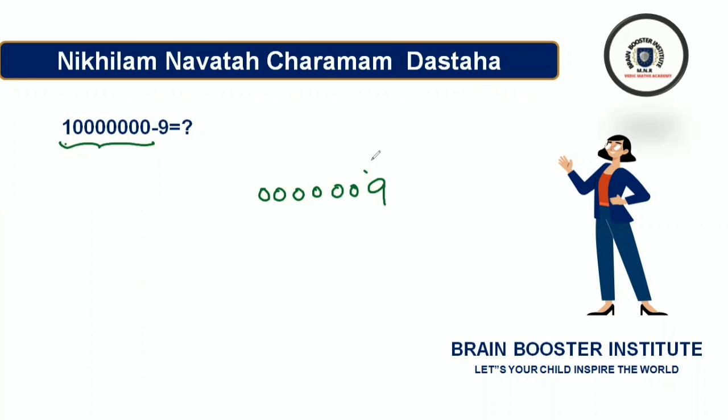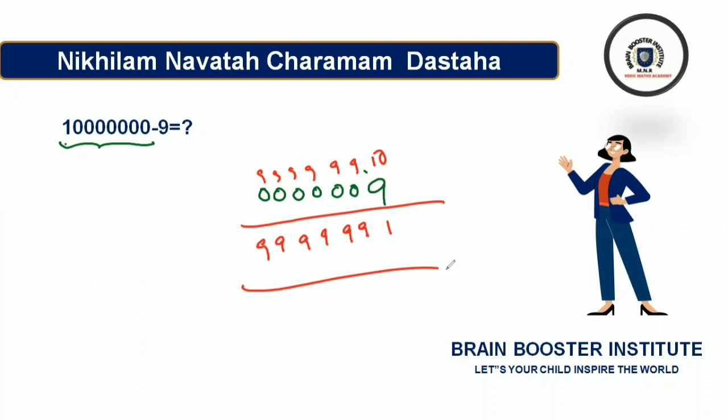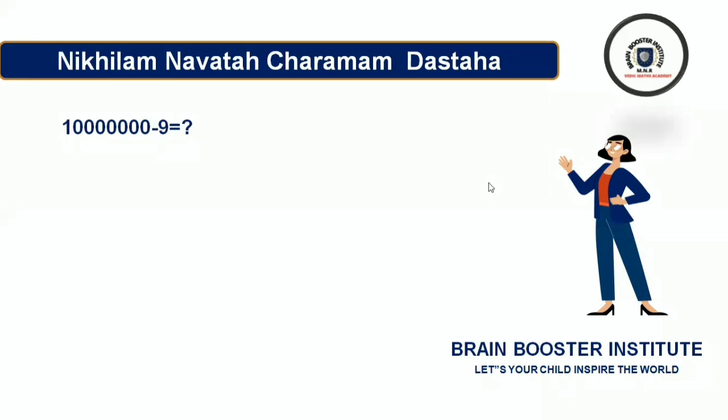Nikhilam Navatashcaramam Dashatah. So last from 10 and all the numbers from 9. That's it. So what do you get, my dear teachers? 10 minus 9 is 1, and 9, 9, 9, 9, 9, 9. That's it. It's very simple. So this is a very beautiful technique. I think you got excited here.